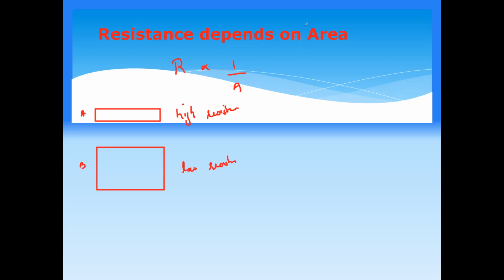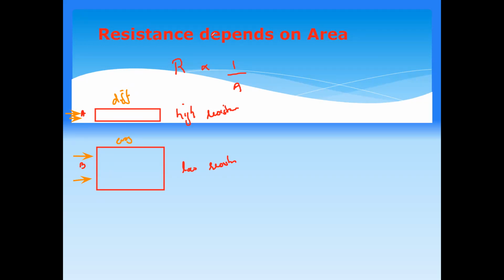For example, if two charges are moving through A and two charges are moving through B, in A the passage is narrow, so charges find it difficult to move. But in B the passage is wider, so charges find it easy to move. When charges find it difficult to move, it means high resistance. When charges find it easy to move, it means low resistance. So a thinner wire will always have higher resistance than a thicker wire.